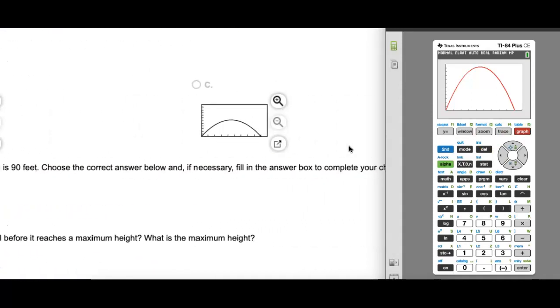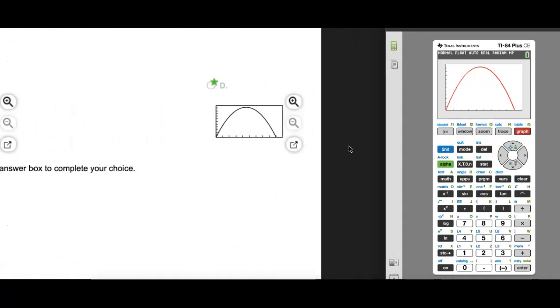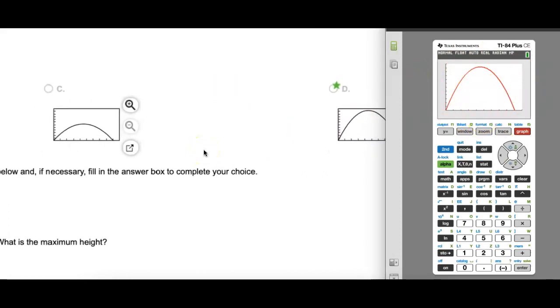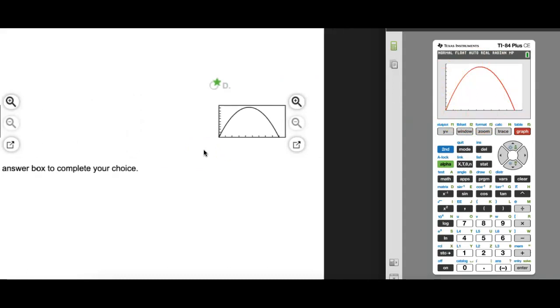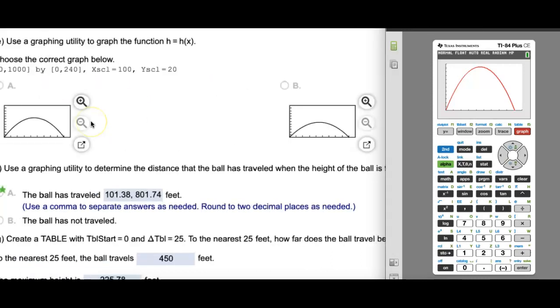And let's see. Notice how it looks most like graph D. Without changing my window in my graphing calculator, it would have been very difficult to match up the correct graph to the ones provided in these choices for that particular question.